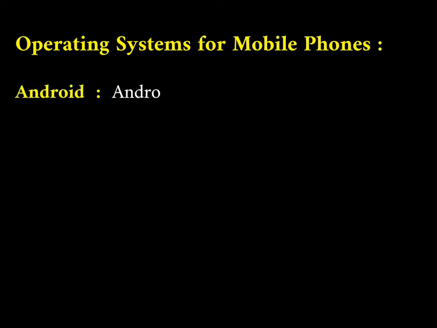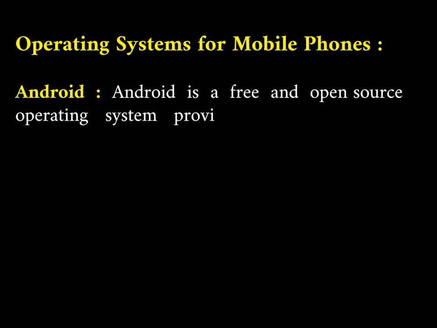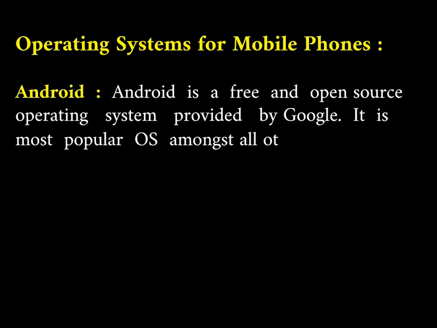Now first we are going to see Android. Android is a free and open source operating system provided by Google, and it is the most popular OS amongst all other operating systems. These operating systems you are using in your mobile, and it is very famous compared to the other operating systems. Now if you compare with Windows Mobile, how many people are using Windows Mobile? No one is using Windows Mobile.